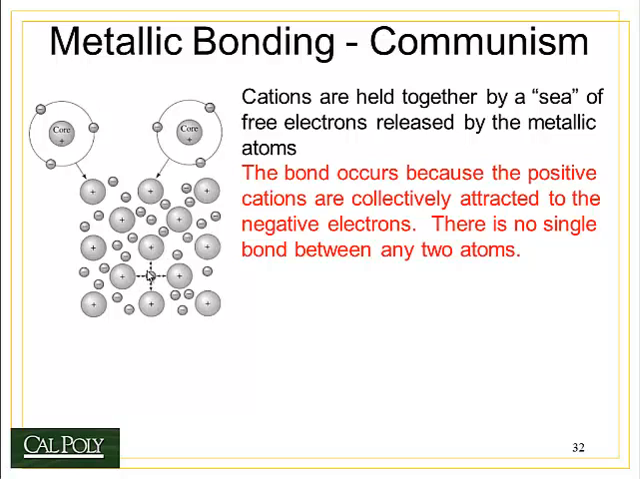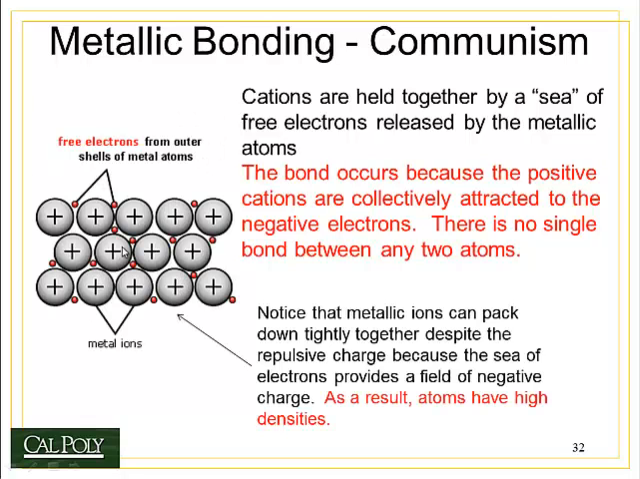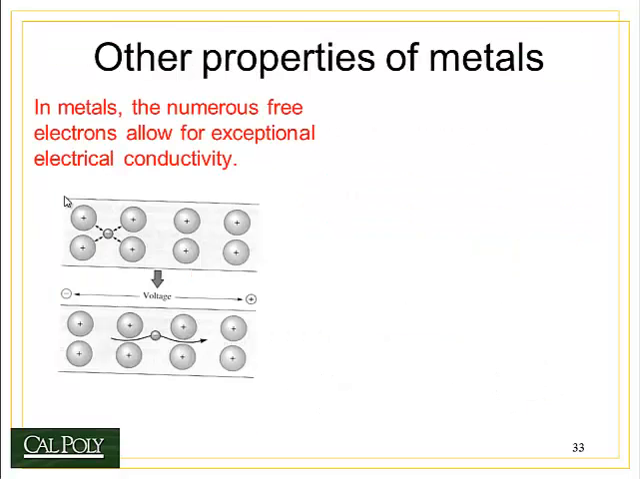So there's really no single bond between any two atoms. Instead, there's a collective group of bonds going on simultaneously between all the electrons and all the cations. What this means is that the cations can pack together very tightly since the electrons take up no real space. They can easily occupy the gaps between the atoms. As a result, when the cations pack tightly together, the metal has high density, and that was one of the properties we saw before. So metals have high density because the atoms pack tightly together.